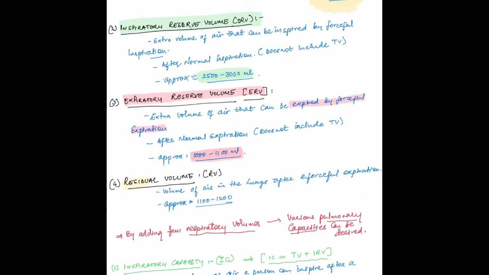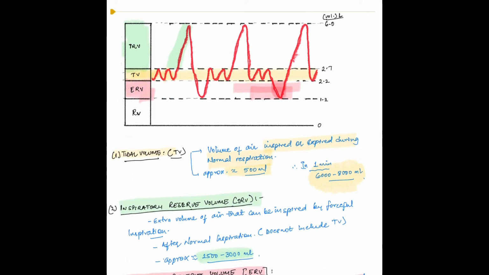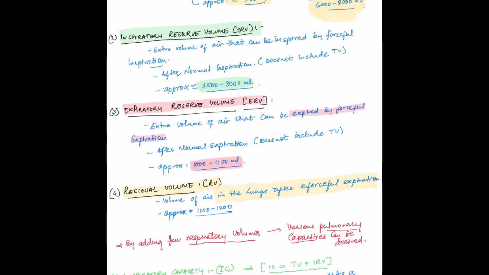The fourth volume is the residual volume. It is the volume of air remaining in the lungs even after forceful expiration. Even when you try to remove as much air from your lungs as you can by maximum expiration, there is some amount of air remaining in the alveoli, and it prevents the alveoli from collapsing. The residual volume is indicated by yellow color in the diagram. In adults, the residual volume is about 1100 to 1200 ml.